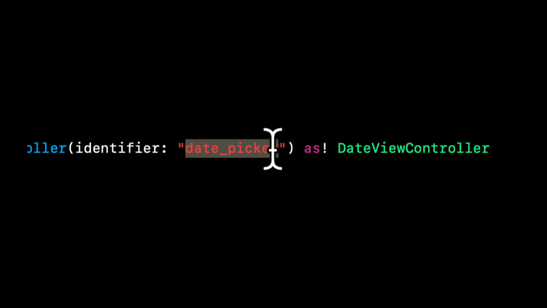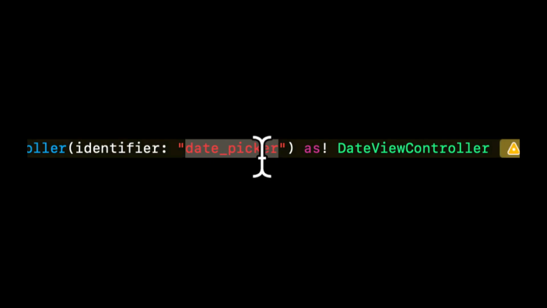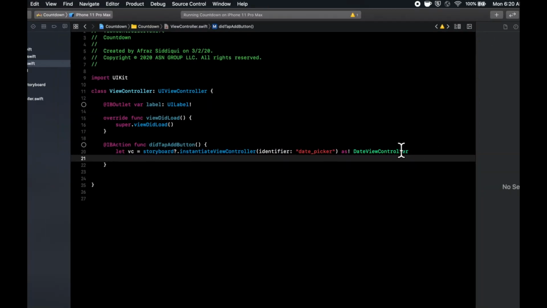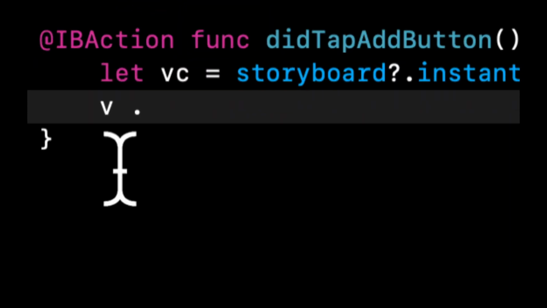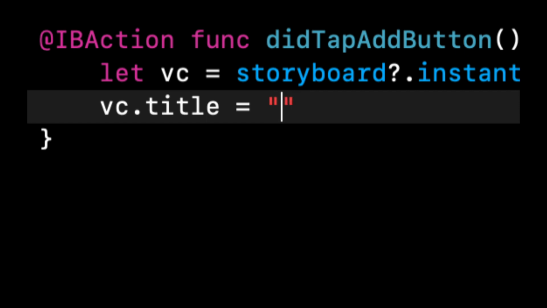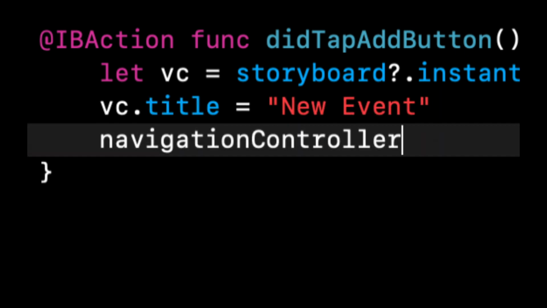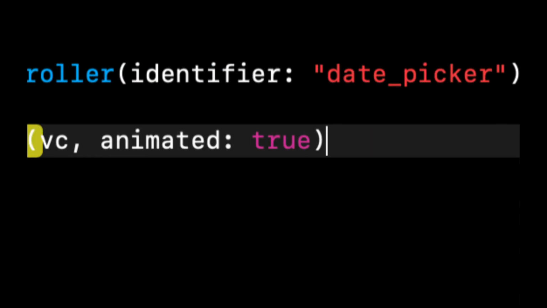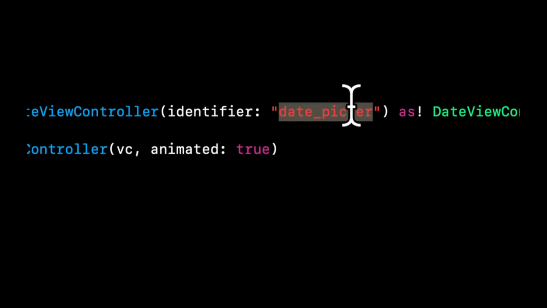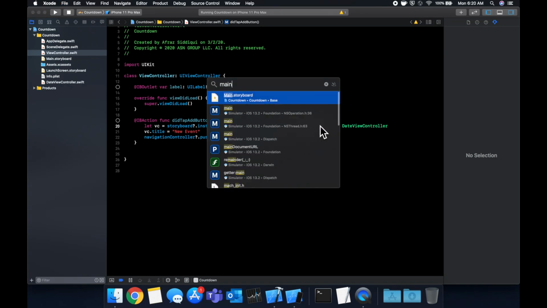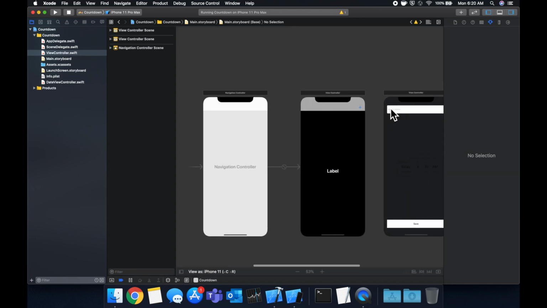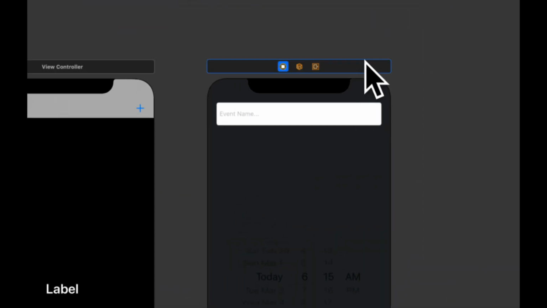Now, where did I get this from? I just made it up. We're going to add this as the identifier in the storyboard in a quick second. And we're going to say vc.title equals new event, navigationController.push vc animated true. So let's go put this into our storyboard before we forget. And if we do forget and call this function, it'll actually crash the app. So it's a very common little gotcha that people make.